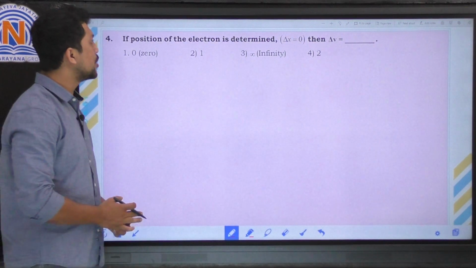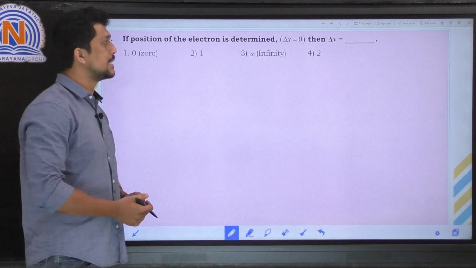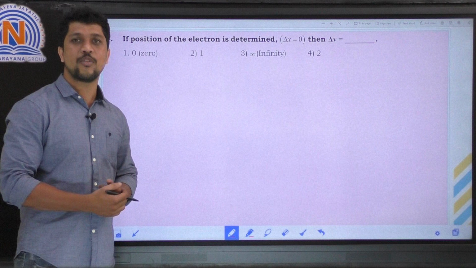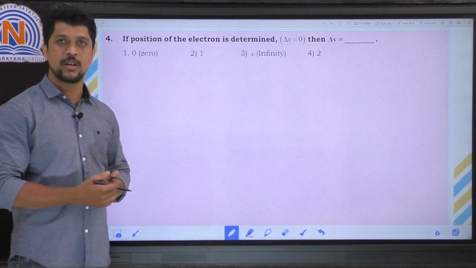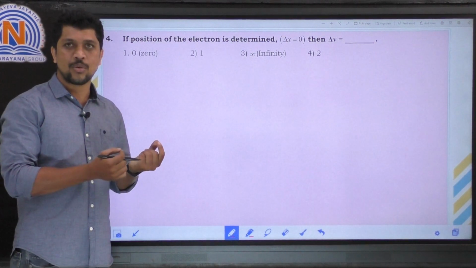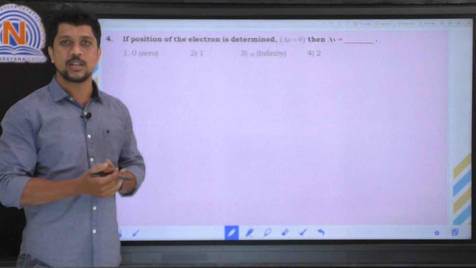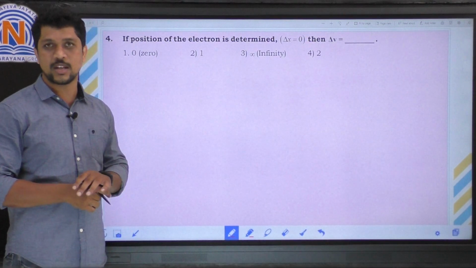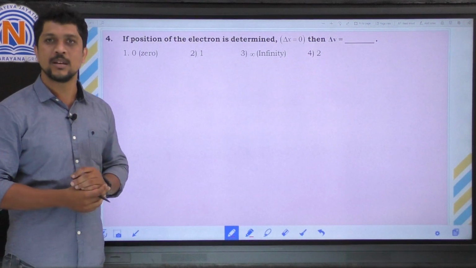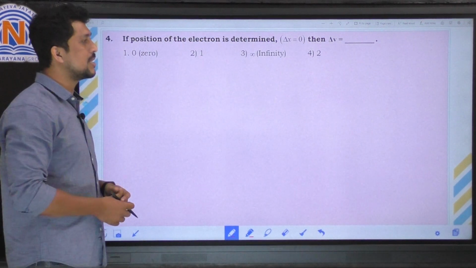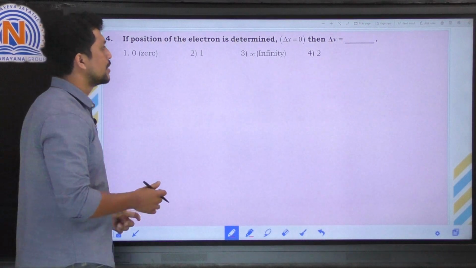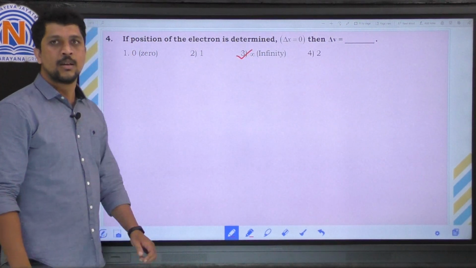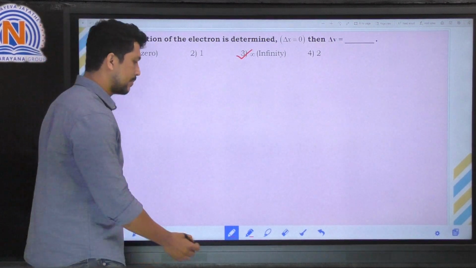Here the question: if the position of electron is determined, that is delta x equal to 0, then what is delta v? Delta v is the velocity of that particular electron. If the position is 0, then what will be the velocity? If the velocity is infinity, then we cannot find the position of that electron. So the position will be 0. So here delta v is infinity. So the correct option is third option. Let's move on to the next question.